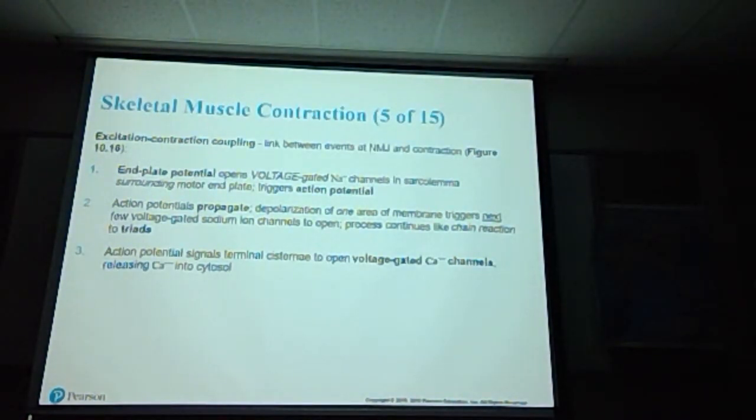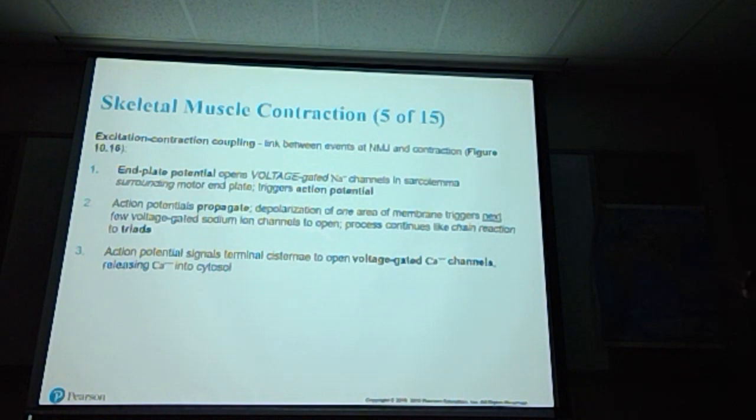All right, skeletal muscle contractions. Excitation-contraction coupling links events at the neuromuscular junction and the contraction. The end plate potential opens voltage-gated sodium channels in the sarcolemma surrounding the motor end plate and triggers an action potential. That action potential propagates, or moves, along the muscle fiber. Depolarization of one area of the membrane triggers the next few voltage-gated sodium channels to open. The process continues in a chain reaction to the triad.